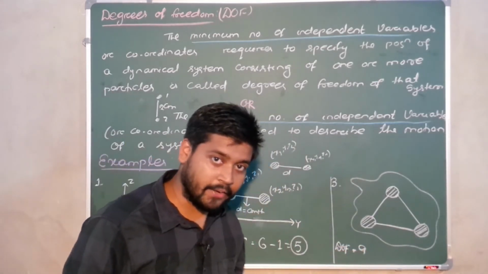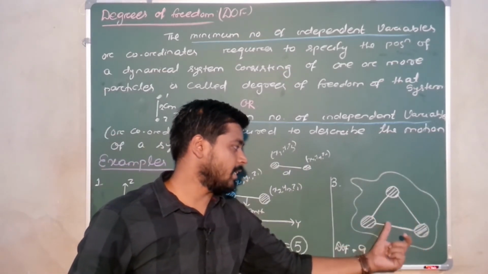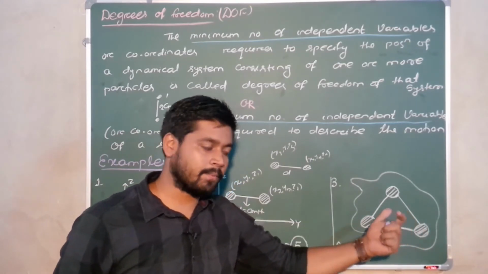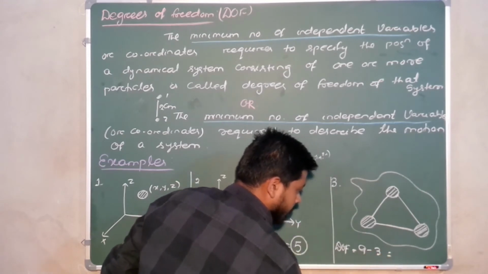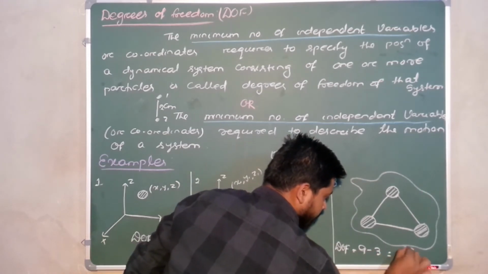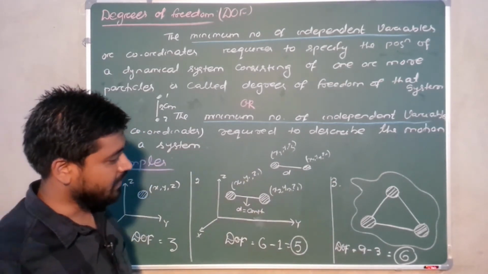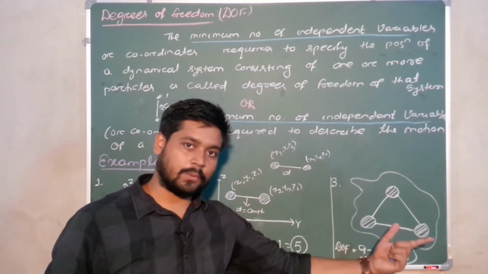But here we have 3 constraints, yes or no? The distance among these is always the same, yes or no? The distance among them is always the same. So just subtract 3 here. Then what is the degrees of freedom? 6. Degrees of freedom is 6, 3 rotational, 3 translational, whatever it may be. Degrees of freedom is 6, yes or no?